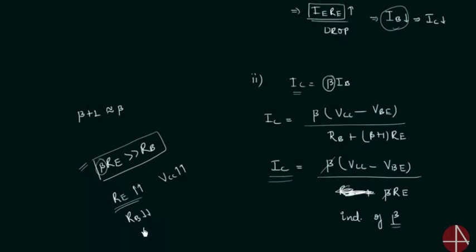The next thing is regarding the low value of the resistance RB. Because of this, the reverse bias of the collector base junction will reduce. So this is the disadvantage of this configuration.